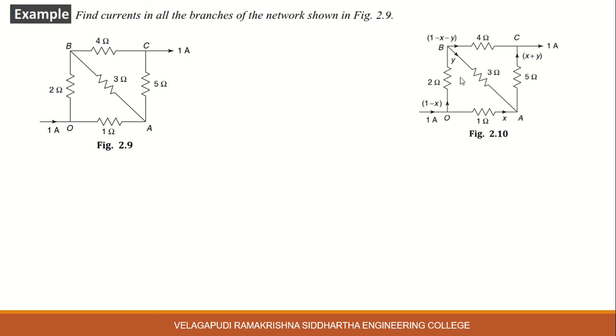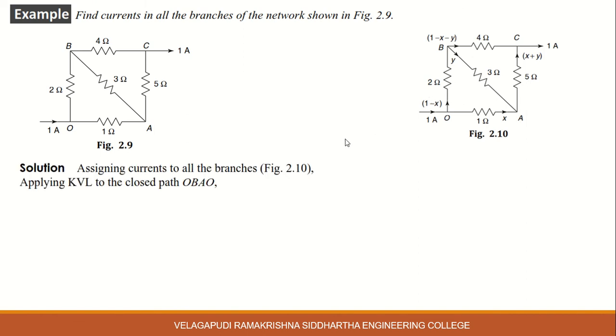Apply KVL in this closed path and apply KVL in this other closed path. Then we get our equations. By solving these two equations, we will get all the branch currents. Okay, now see the solution.